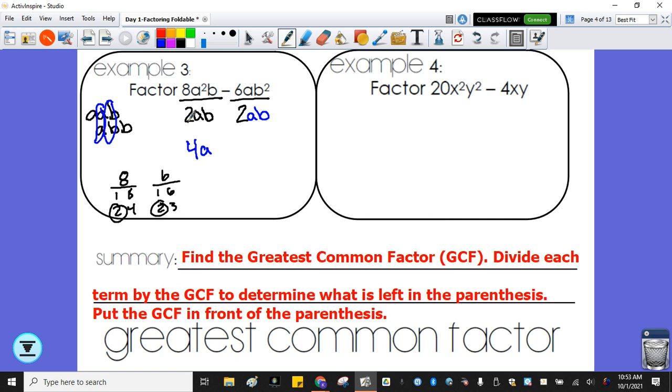Why is it just 4A? Okay, but where's the B? A squared and A. So I have 2 A's, I'm taking 1 away. I'm left with 1. I have 1 B, I'm taking it away. 0 B's. 6 divided by 2, 3.